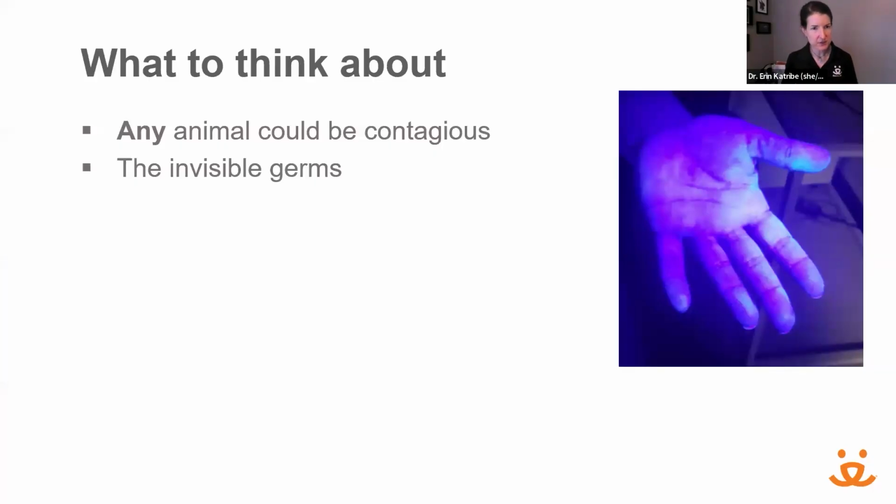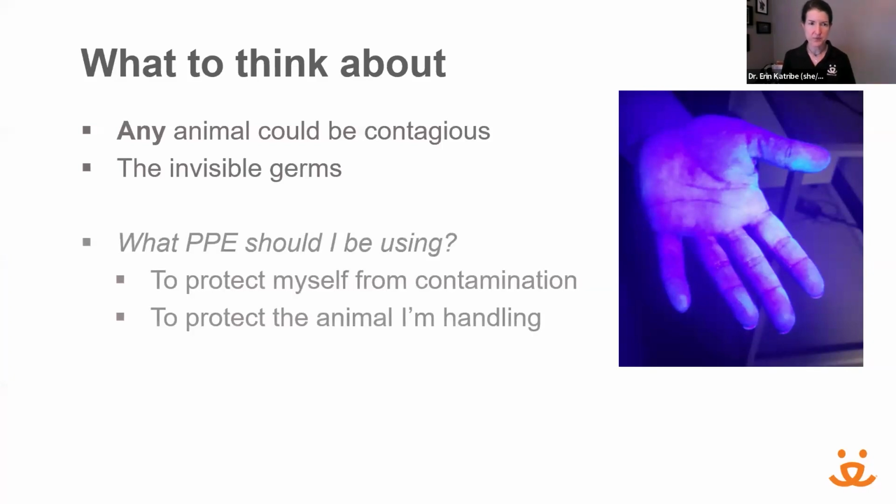Any animal could be contagious. Think about all of the invisible pathogens, all the invisible germs. Always ask yourself, what PPE should I be using to both protect myself from becoming contaminated if the animal that I'm handling looks healthy but is actually spreading or contagious, and also to protect the animal I'm handling. Maybe I touched a door handle that was contaminated and I didn't know it, and my hand actually has parvo on it. If I put a glove over that hand, then the next puppy that I touch, I'm hopefully preventing infection.